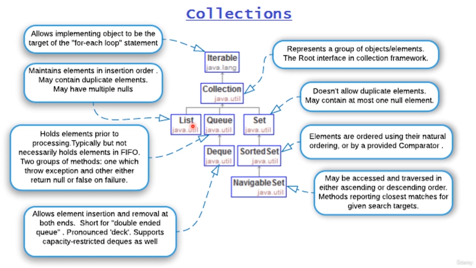Okay. The Queue holds elements prior to processing. Typically, but not necessarily, it holds elements in FIFO, first in, first out. This is the queue. It has two groups of methods: one which throws an exception and another which either returns null or false on failure. You should know that the queue typically uses FIFO, first in, first out.